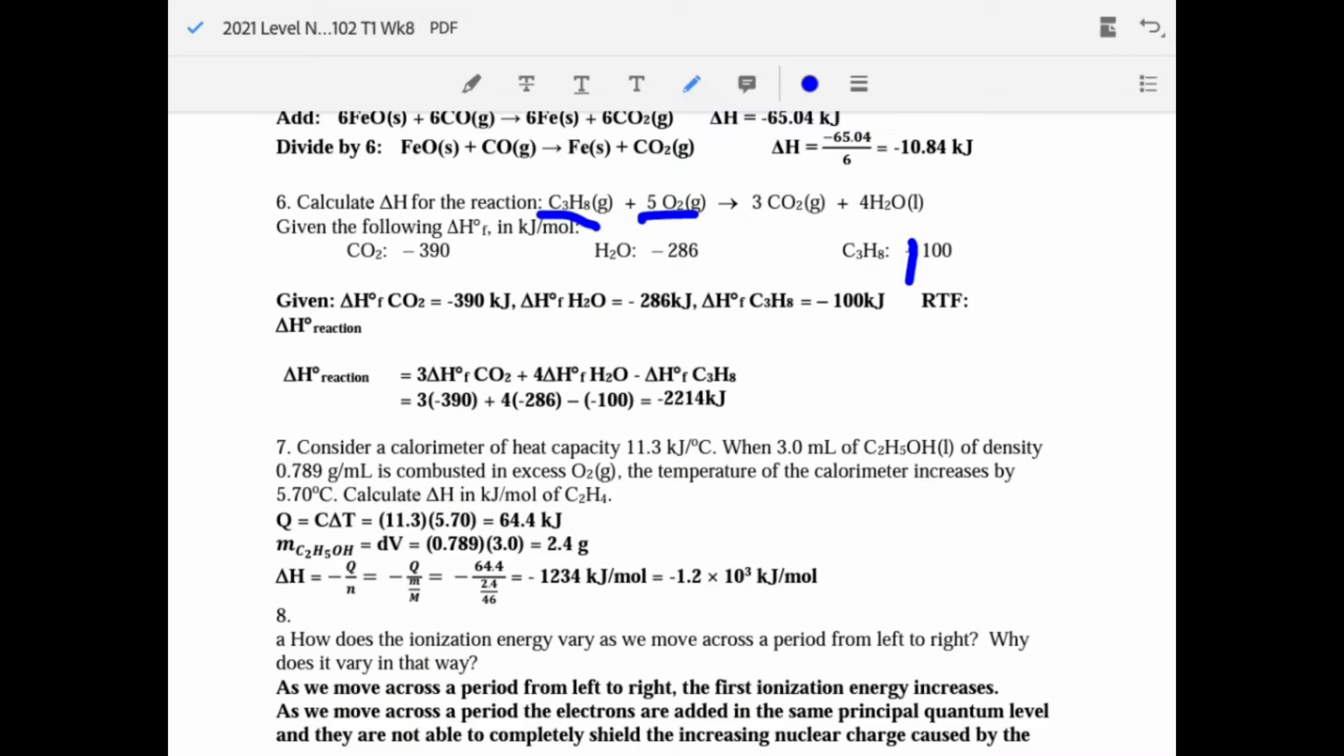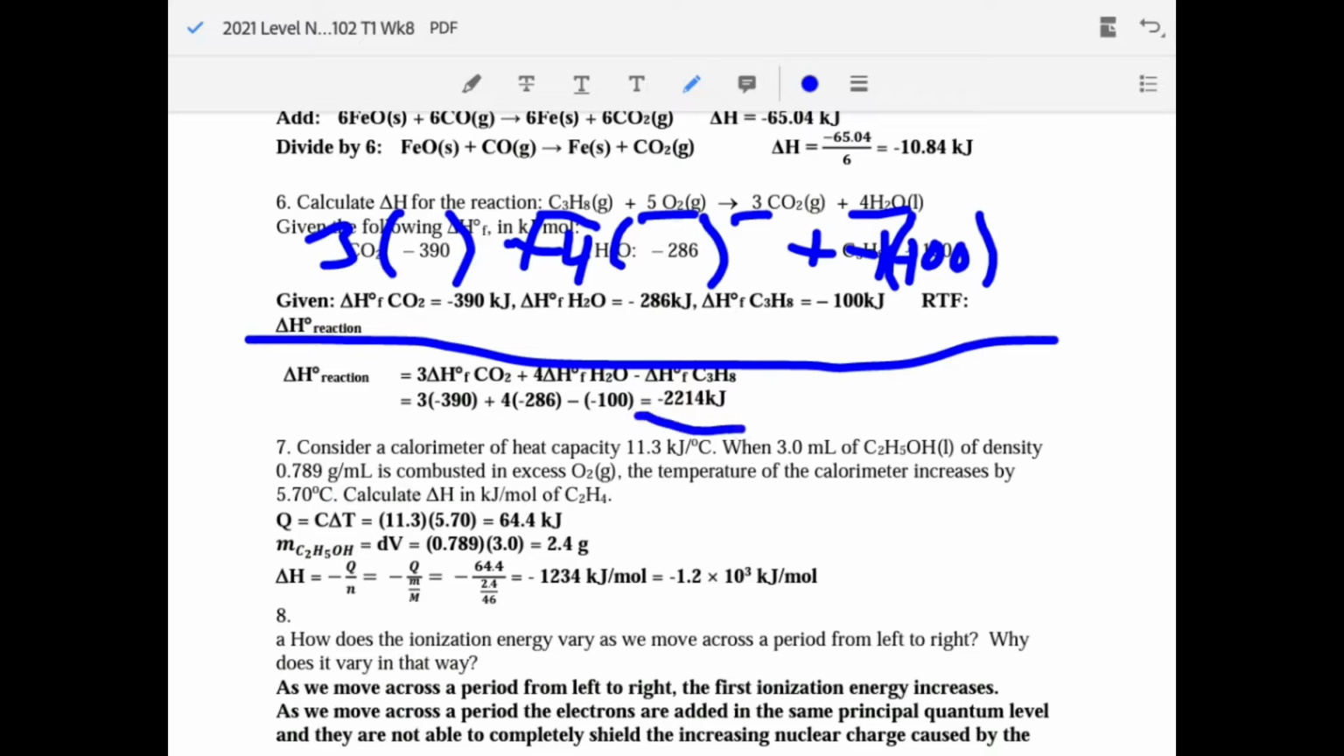And then CO2 is produced, and the coefficient is 3, so multiplied by 3, so 3 times minus 390, plus H2O is 4, and it's produced, so it's formed, so just plus 4 times this, and then plus 1 times minus 1 into minus 100, well, let me make that clear, and you simplify it, and you get this.